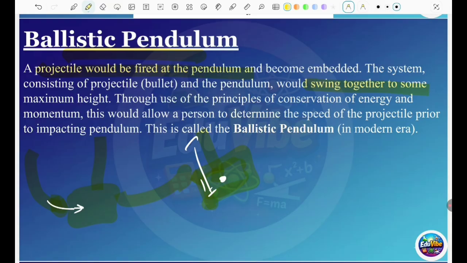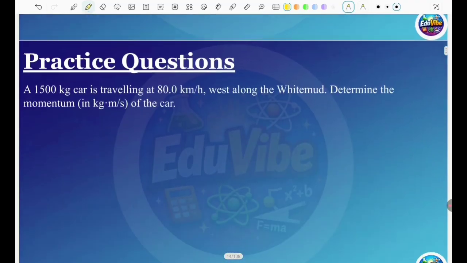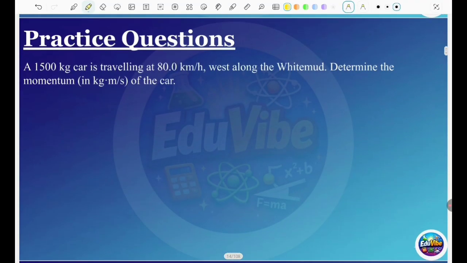They swing to some maximum height. They swing because there's a bullet at high speed, and when it hits the block, it goes upwards like this. This is the last topic. I think you get one short question on this. So you have to know the meaning of this and how to deal with those types of questions. So that's all for the unit of momentum and impulse.